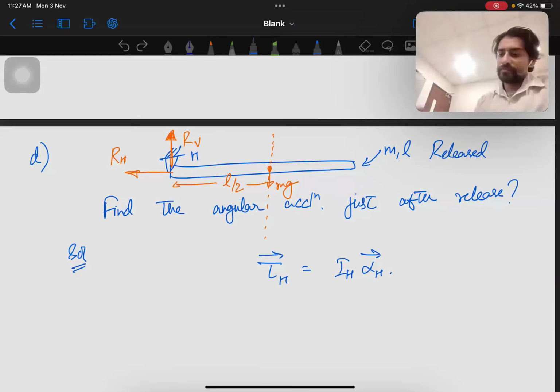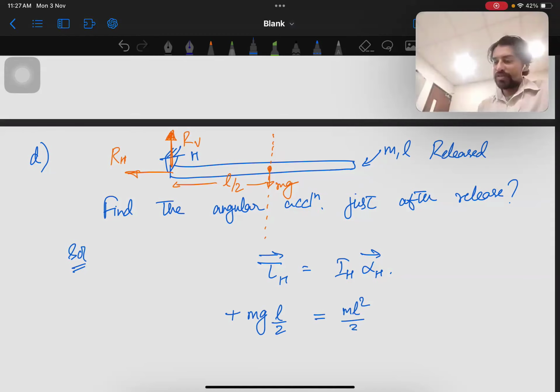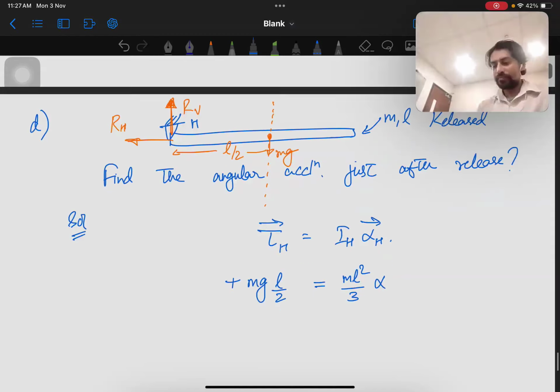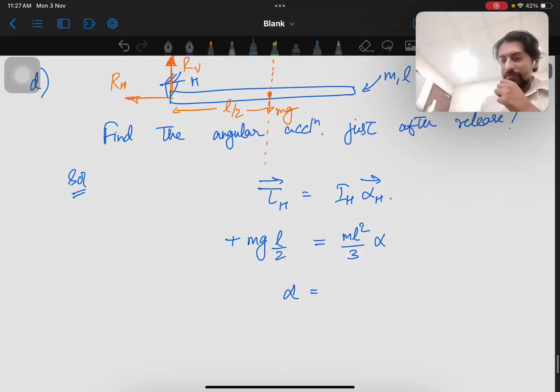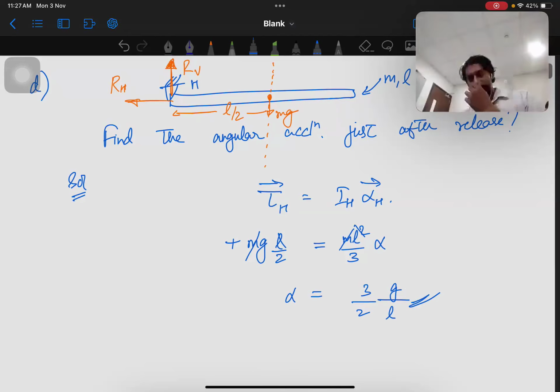So you write plus mg into r perpendicular, which is L by 2, equals I. What is the moment of inertia of a rod about one end hinge? We did discuss it, mL squared by 3, alpha. That's all, gentlemen. Just after release, this becomes alpha, and shifting and substituting, I get 3g by 2L. Fine. We won't stop there. Just hold on. Just give me a minute.